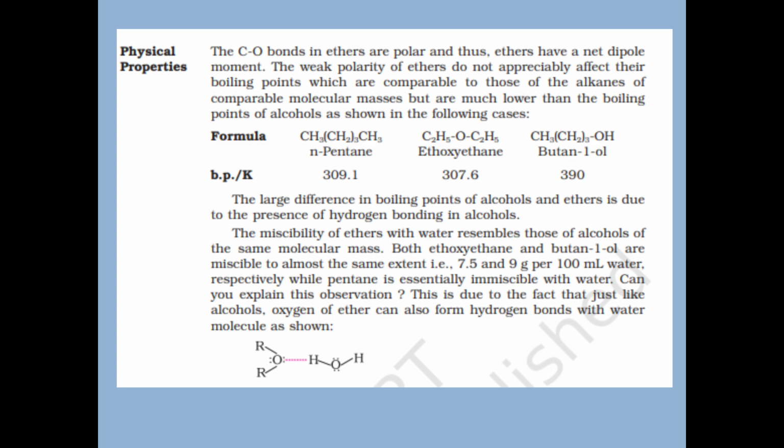The large difference in the boiling points of alcohol and ether is due to the presence of hydrogen bonding in alcohols, which is not present in ether. Miscibility of ether with water resembles that of alcohols of the same molecular mass, so it can form intermolecular hydrogen bonding with water molecules.